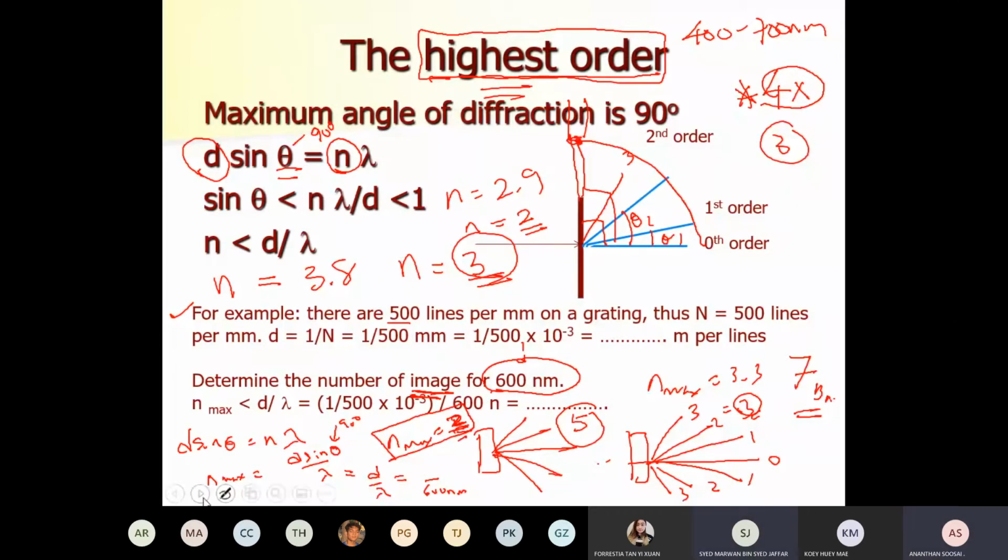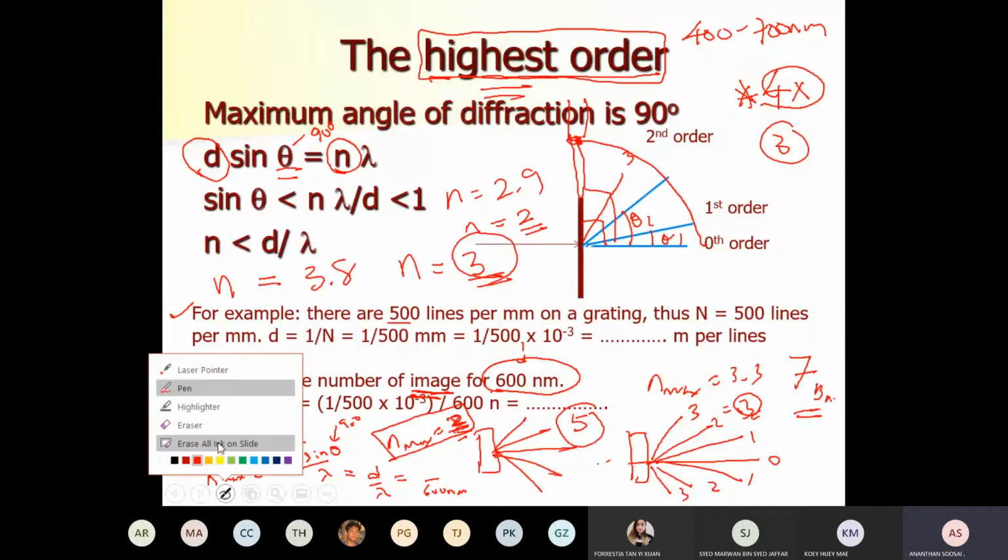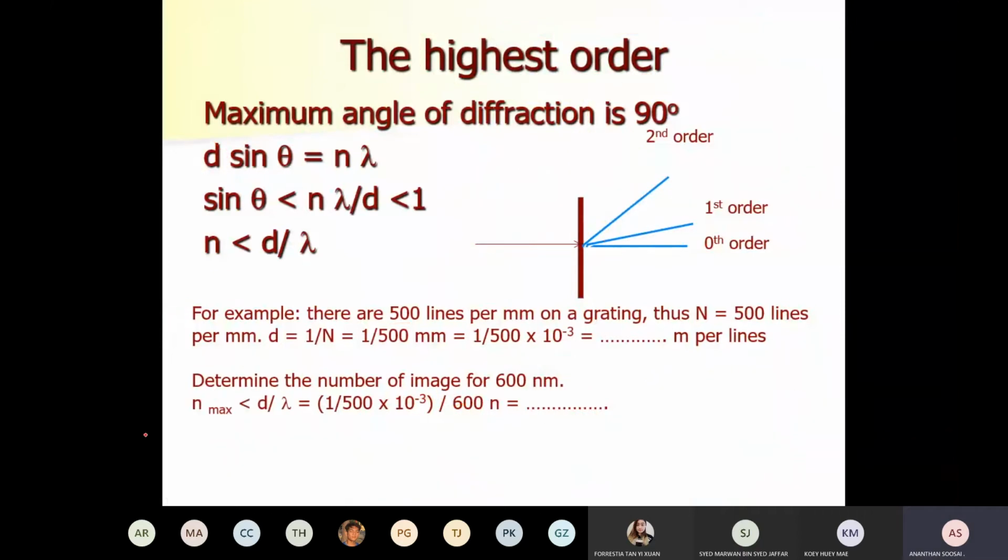Okay, please get me the answer for this part. I erased this all. The D is this. This is your D. Can you find the answer for this? So D over lambda. What is the maximum order you're getting? 1 divided by 500, the times 10 to the power negative 3 is on top. 1 times 10 to the power negative 3 over 500. That's your D. And divided by what? Divided by 600 times 10 to the power negative 9. Change to meter. It's also in meter.